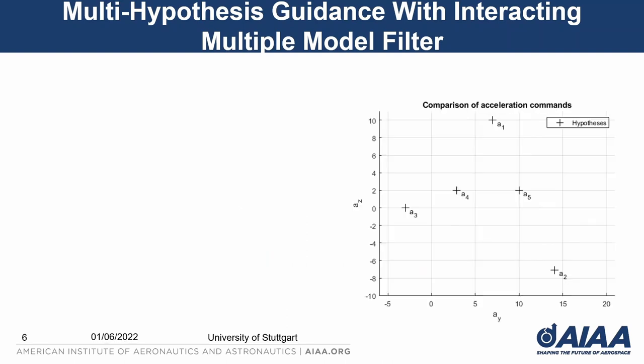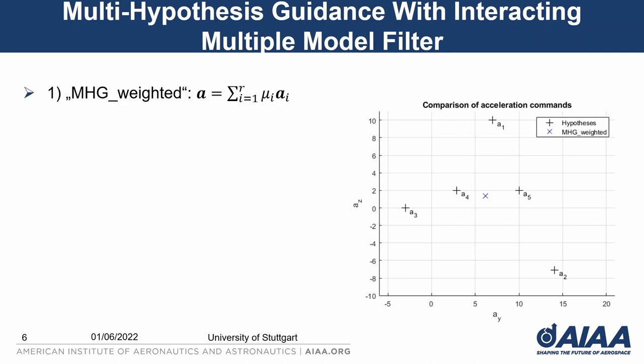Now let's take a look at the different acceleration commands computed by these different guidance laws. You can see the accelerations in the body fixed YZ plane as calculated by the different guidance laws. I proposed three different approaches to fuse these different acceleration commands together. The first one chooses the weighted average of the accelerations. So the acceleration is multiplied or weighted by its probability as estimated by the interacting multiple model filter, resulting in the blue X on the right side.